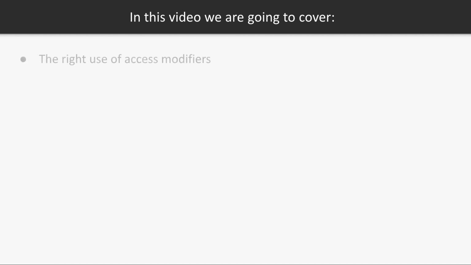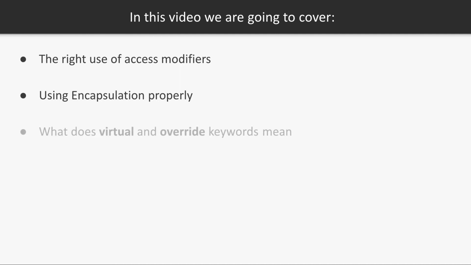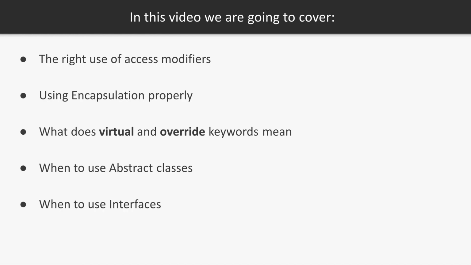In this video, we're gonna cover the right use of access modifiers. We are also going to discuss how to use encapsulation properly. We're gonna talk about the virtual and override keywords as well. We're gonna talk about abstract classes and when to use them. And we're also going to talk about interfaces and when we should use them.